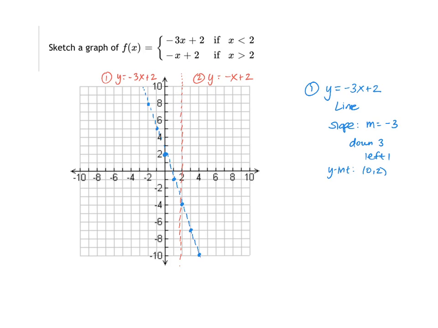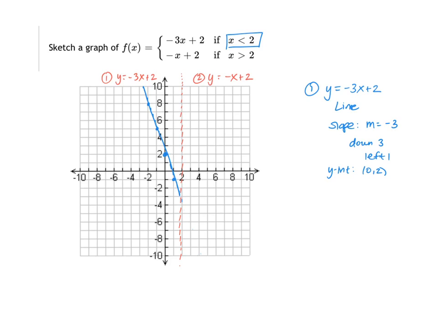So that's the line y equals negative 3x plus 2. So now we come back and consider that we only want this line for x's that are less than 2 and not including equal to 2. So that's going to keep us just on the left side of the graph. So I'm going to erase anything that we put on the right side of the graph. I'm going to connect my dashed line here, make this a nice solid line.